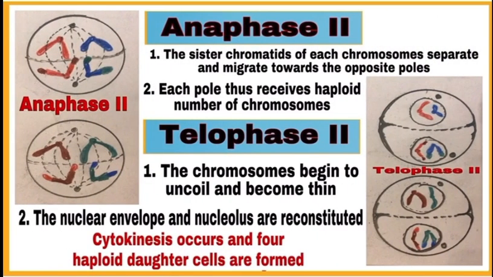Anaphase II, the sister chromatids of each chromosome separate and migrate towards the opposite poles. As a result, each pole receives haploid number of chromosomes. And in telophase II, the chromosomes begin to uncoil and become thin, and the nuclear envelope and nucleolus are reconstituted, and at the end of telophase II, cytokinesis occurs and 4 haploid daughter cells are formed. That is, each daughter cell is having 2 chromosomes.